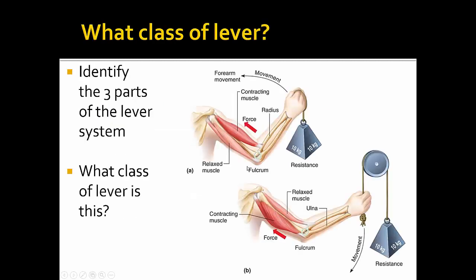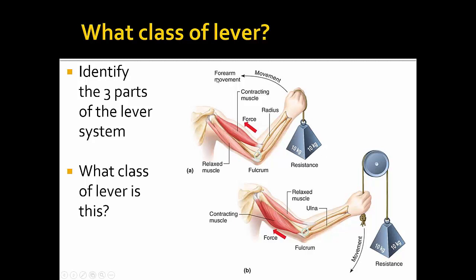In your body, you have lots of first-class and third-class levers. You don't really have many second-class levers. So let's look at this one. This is flexion of the arm at the elbow. The primary muscle that is contracting here, the prime mover, is the biceps muscle, pulling the arm up against the resistance. Here they have this person lifting 10 kilograms.